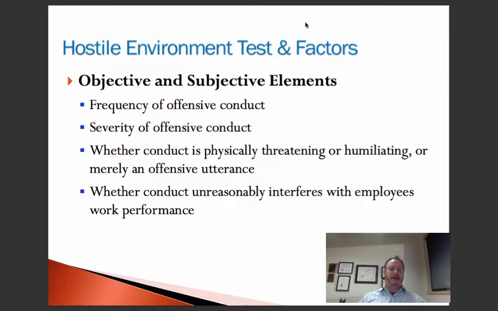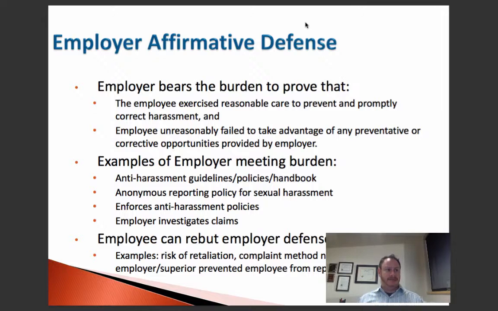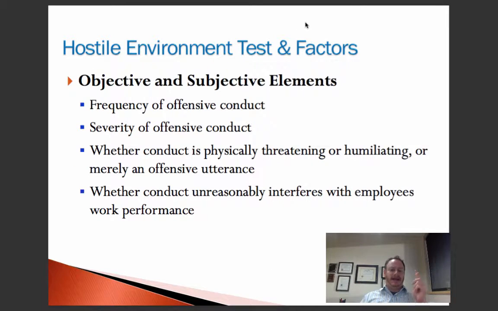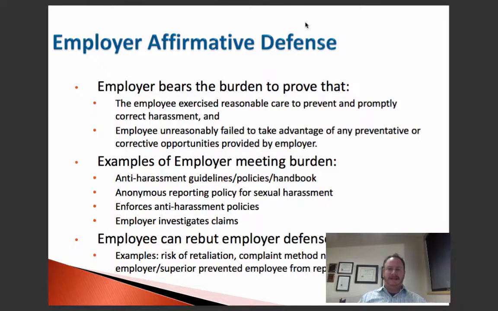And then at the end of the day, the question is whether the conduct is physically humiliating, threatening, or merely an offensive utterance. So again, it's the severity of the conduct, and we're looking holistically at whether all of this worked to unreasonably interfere with the employee's job performance. So again, there is an objective and subjective part of this test. On the whole, objectively speaking, we're looking at how often the offensive conduct happened, how severe it is, whether there was some sort of physical or humiliating aspect, or whether it was just said as a passing quip, and whether it interfered unreasonably with the employee's ability to perform. So all of this is considered in a holistic analysis from an objective and subjective standpoint.